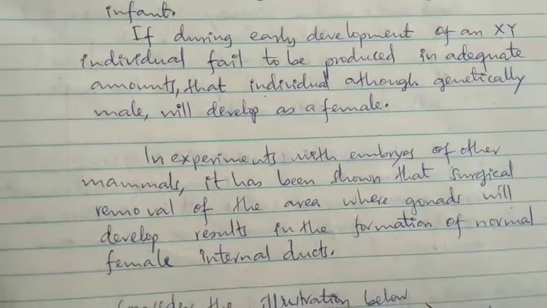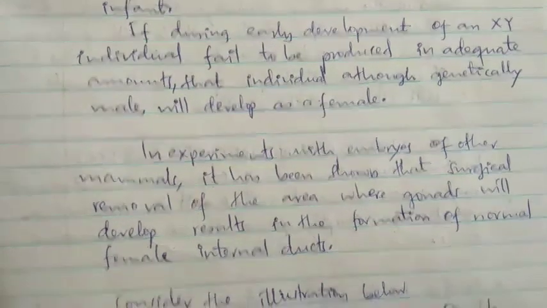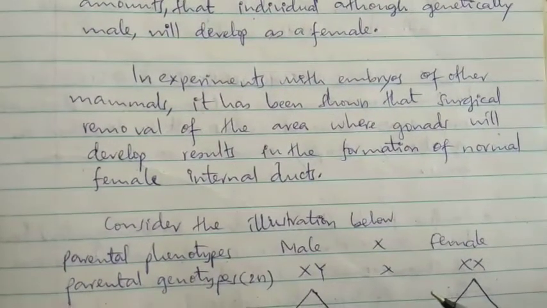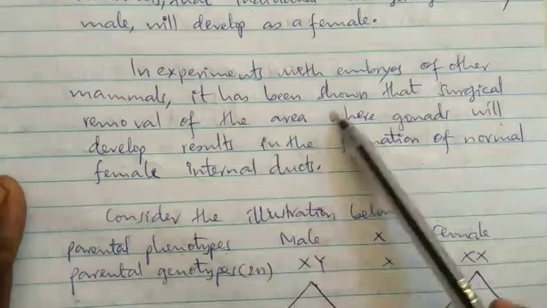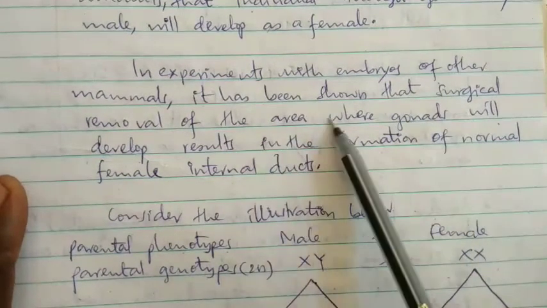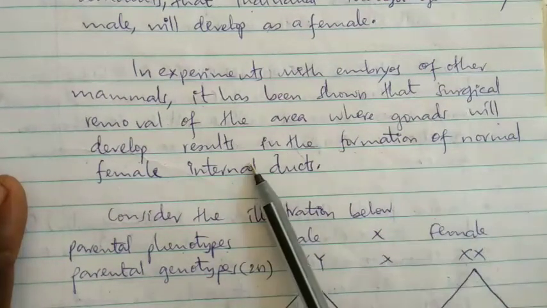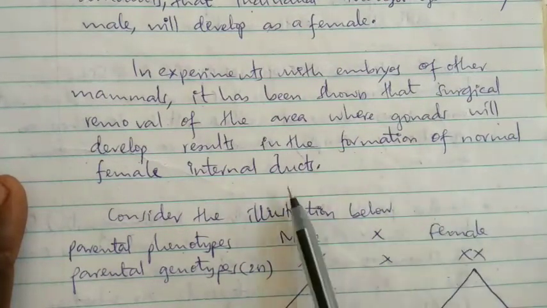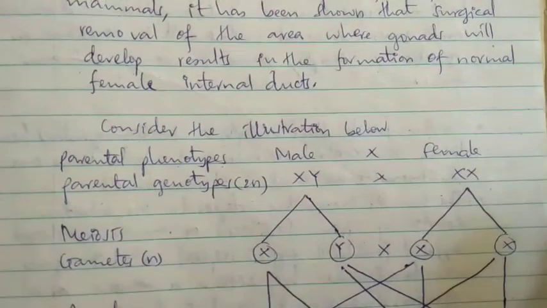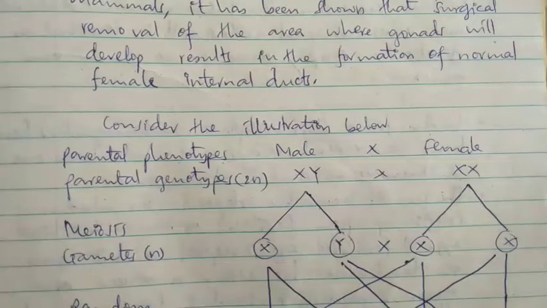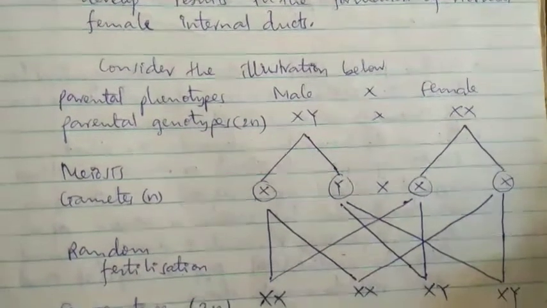Genetically male, lakini ata develop female features. Kwa nini? Kwa sababu atakuwa hana androgens za kutosha. In experiments with embryos of other mammals, it has been shown that surgical removal of the area where gonads will develop results in the formation of a normal female internal duct. Ukiremove area ambayo gonads zitadevelop, utapata mtoto female kama kawaida. Ile vitu havishauriwi, Mungu hapendi.